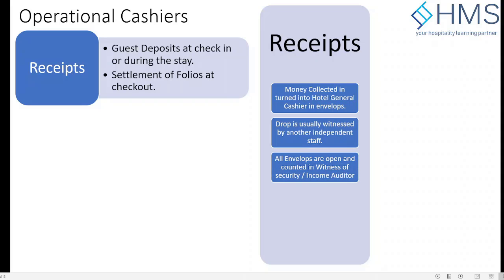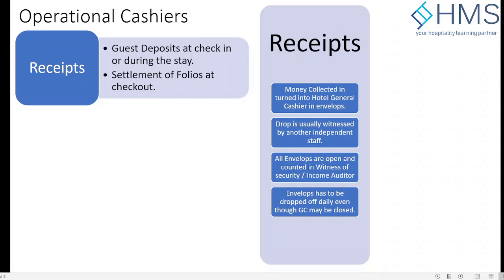All the envelopes are usually opened and counted in the presence of either security or an income auditor. Because the income auditor and general cashier both belong to the finance department, there is usually a requirement of an external independent witness, just to avoid any blame later on that we opened the envelope, there was money, and it was not reported. To avoid that kind of situation, there has to be a third-party witness, especially when you are opening the envelopes and counting the money found in them. So that's an important aspect.